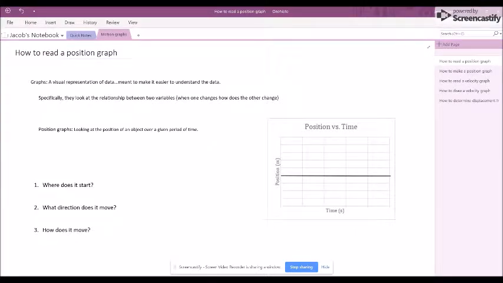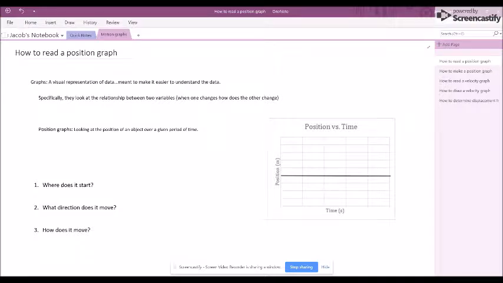Hello, everyone. I'm going to go through how to read a position graph, kind of get started with this motion stuff. First off, though, I want to talk about what a graph does, so then we can move on to what a position graph is. Generally speaking, graphs represent data visually, so hopefully it makes it easier to understand the data and pick up on the trends more importantly.